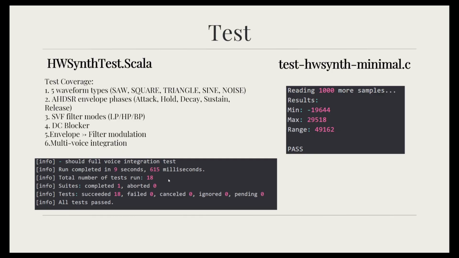On this slide, I show the tests for the hardware synthesizer. On the left, the Scala test suite checks the main features: all waveforms, all envelopes, filter modes, the DC blocker, envelope-to-filter modulation, and multi-voice mixing. On the right, a minimal C test configures the device through MMIO and reads back samples to confirm it produces valid audio data. The takeaway is that the hardware has passed both unit-level tests and firmware-level integration tests.